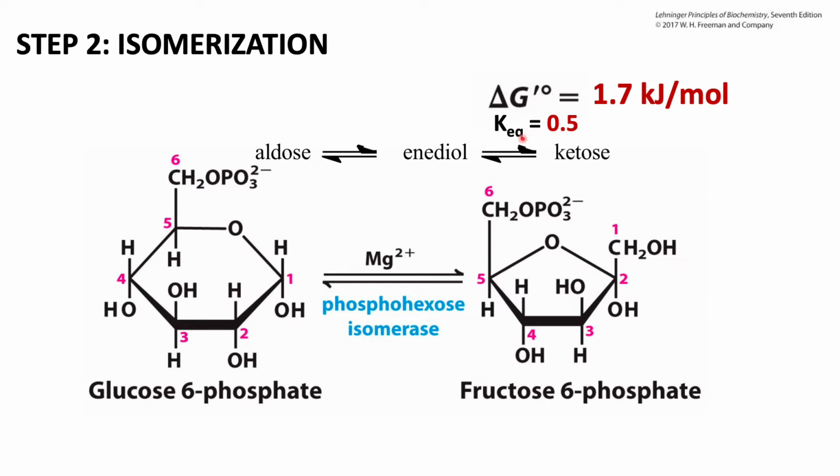Now, since the KEQ is really small, it means that our reactants are favored, and this is slightly endergonic. Not highly endergonic, it's only 1.7.